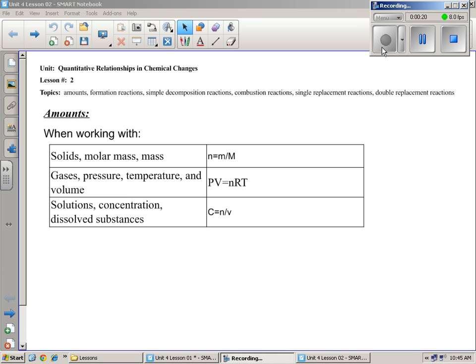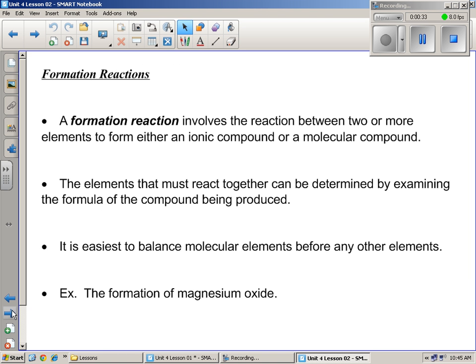We're going to talk about PV equals nRT, gas laws. We're going to talk ideal gas law. We're going to talk about solutions, c equals n over V. So all that stuff is going to be reviewed here. This is a really good unit, okay? We're going to be talking about all that as we come through here.